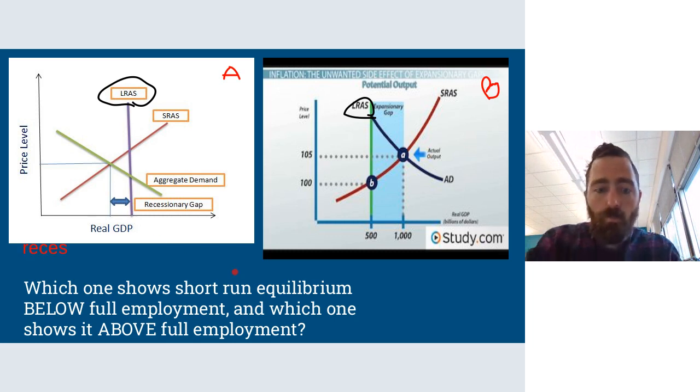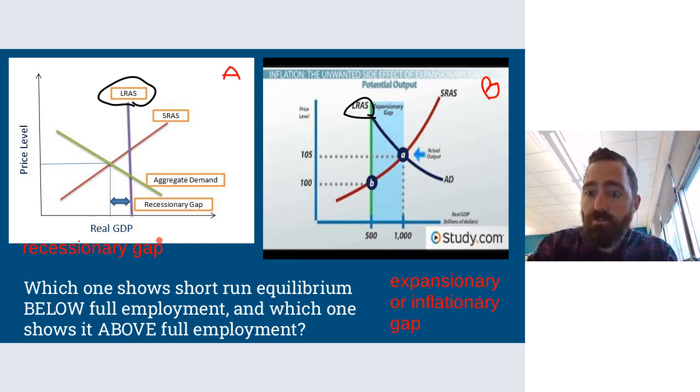I'll explain why. The recessionary gap, the one over here, this is known as expansionary, or sometimes they like to say this is an inflationary gap. This is why graph A is a recessionary gap.